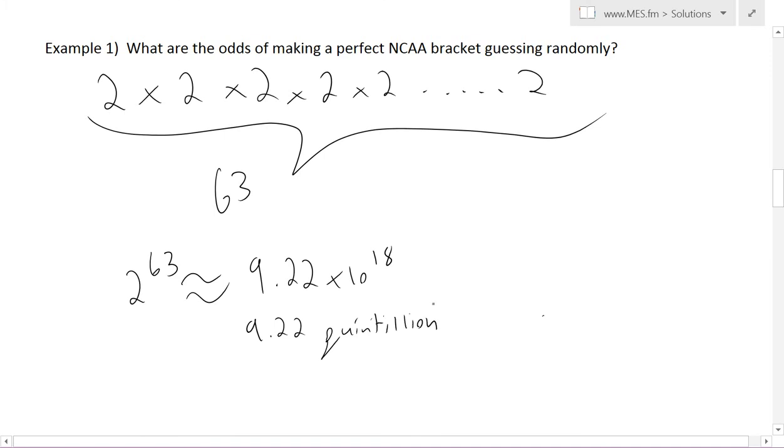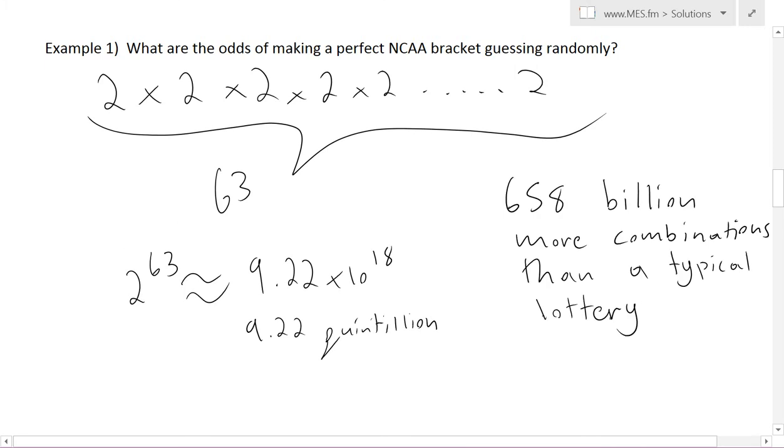In order to put this in a little bit of perspective, we're going to compare it to the lottery. The 9.22 quintillion is 658 billion times more combinations than a typical lottery, which is just insane. So the total odds of making a perfect NCAA bracket while guessing randomly is 9.22 quintillion to 1, which is, just like the comparison of the lottery, 658 billion times more odds.